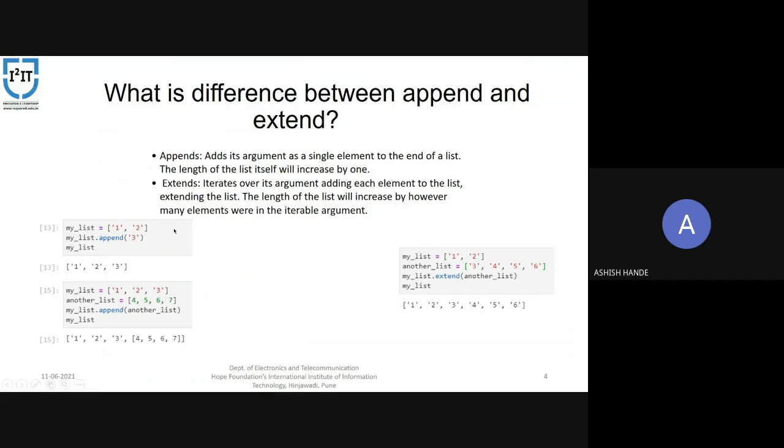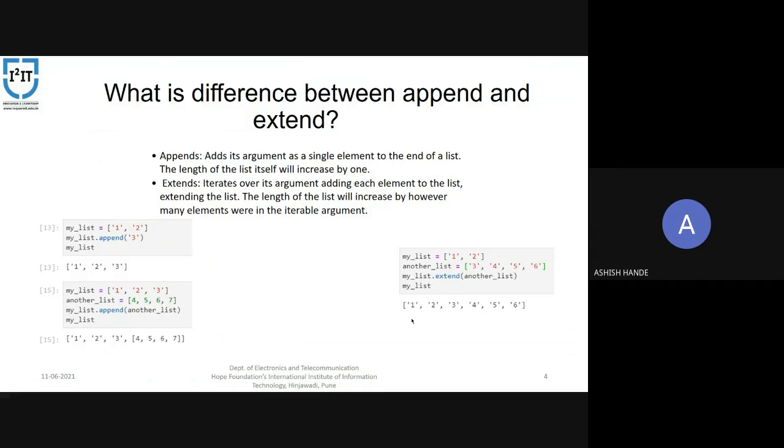As an example of append, here you can see that as we add only one element to the list, it is directly added at the end of the list. And in the extend example, you can see each and every element is added, and the length of the list increases one by one however many elements you add.